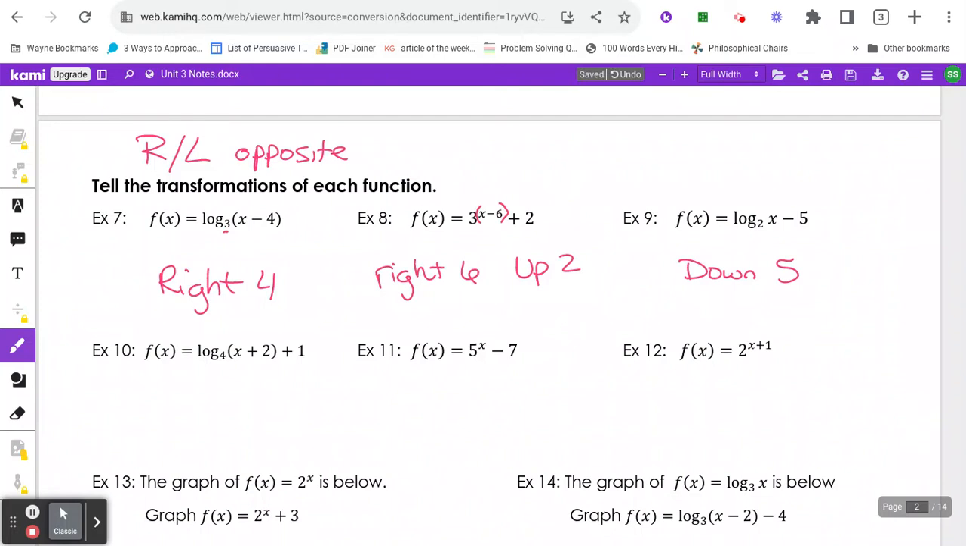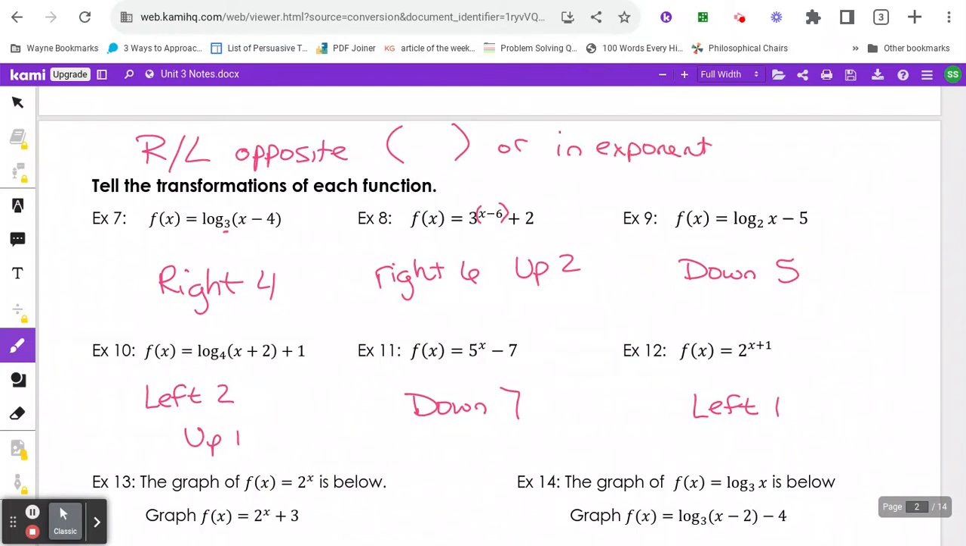Example number 10, that plus 2 inside the parentheses, left 2, plus 1, up 1. The minus 7, again, it's not part of the exponent, so it would not be counted as part of the parentheses, so down 7. And this is part of the exponent, so that's going to be left 1. So for the right left, it's either going to be in the parentheses or part of the exponent. And then up and down is going to be the number at the end.